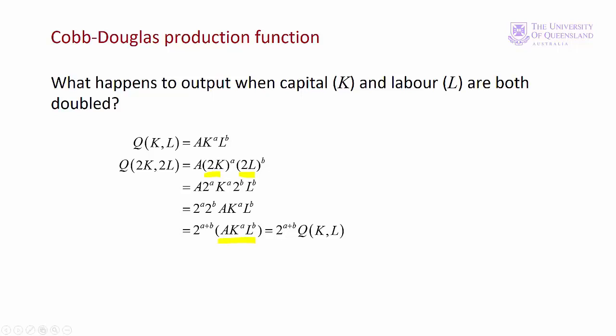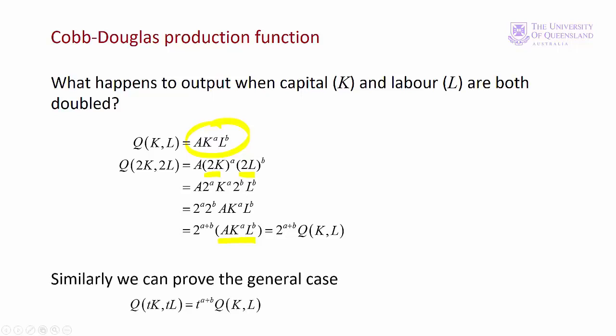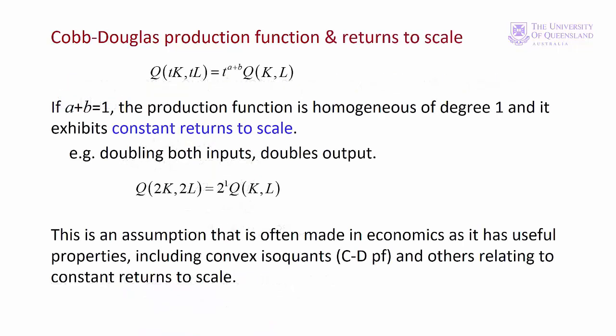Well, that's just Q up there. And so we have Q of 2K, 2L is equal to 2 to the a plus b times Q of K, L. If we just replace 2 by some arbitrary value t, we prove the general case here. So what does that mean?